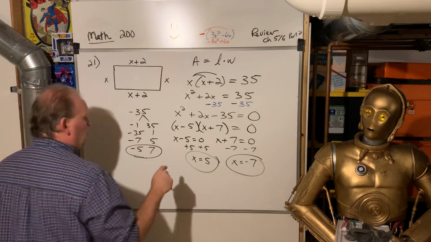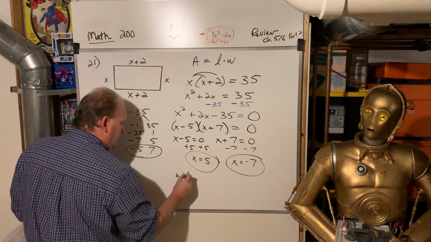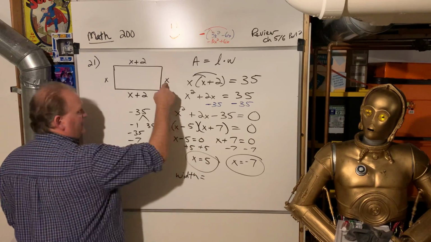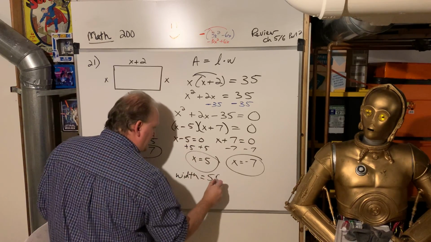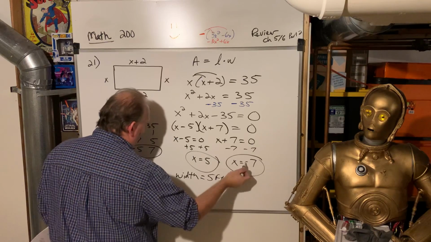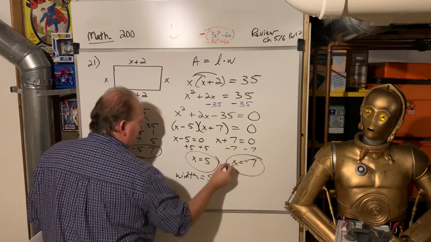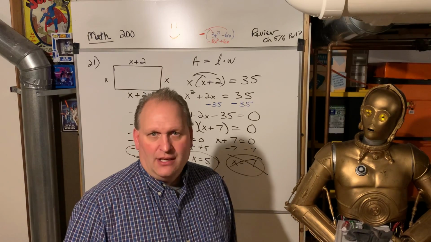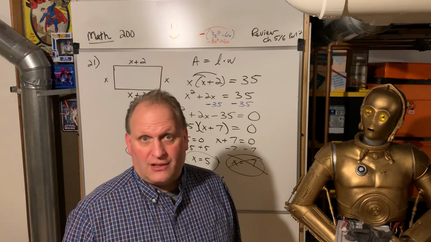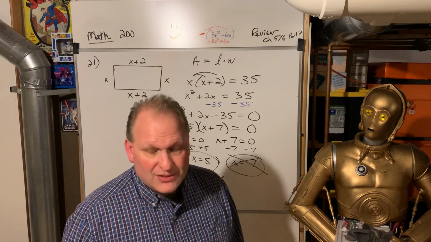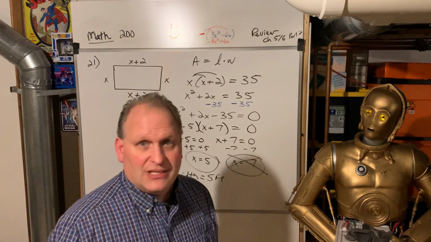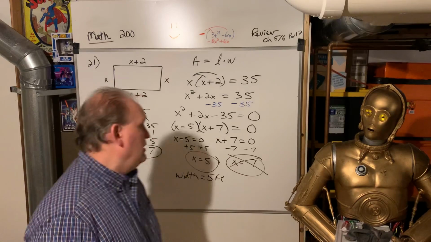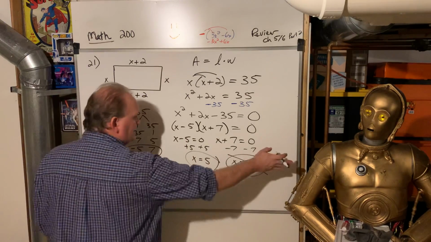Okay, so now we still have one last piece. They want to know, well, what's the width and what's the length? Well, the width we identified as x, so we know that's 5 feet. It can't be negative 7. Negatives can't be lengths. So that's out, because that's called a domain restriction. Because it's a real world problem, there is no such thing as negative lengths. There is no such thing as negative time. And so we toss that away.